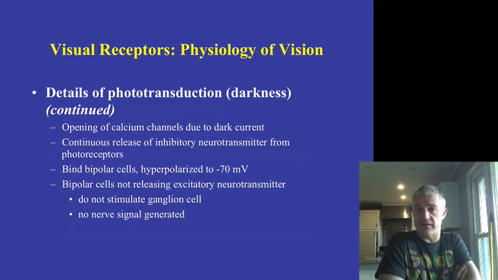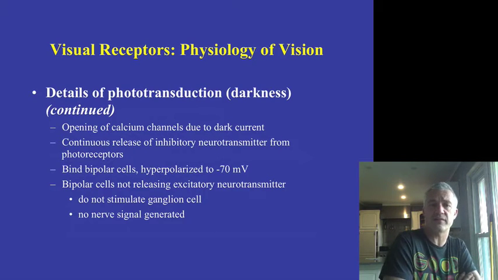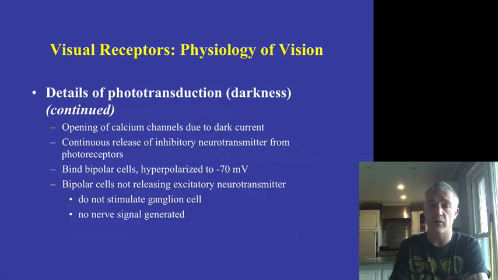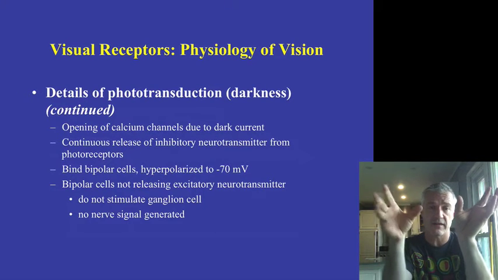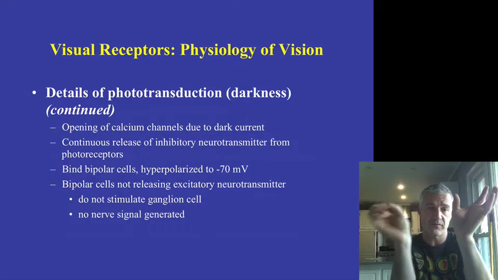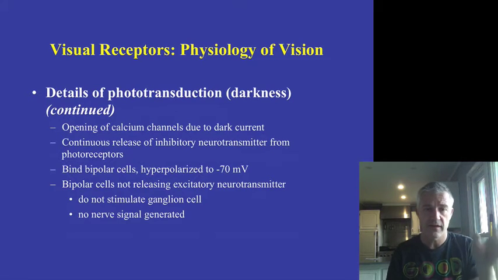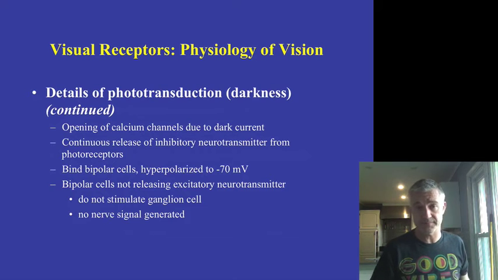This causes them to send a neurotransmitter up to the bipolar cells. What is interesting on these ones is with this dark current, it's always an inhibitory neurotransmitter to those bipolar cells, which hyperpolarizes those bipolar cells. So the upstream bipolar cells are not sending a signal when it's dark, because the photoreceptors are always sending a signal saying, don't depolarize, we're going to keep you hyperpolarized. They don't stimulate a ganglion cell, no nerve impulse is generated back to the brain.